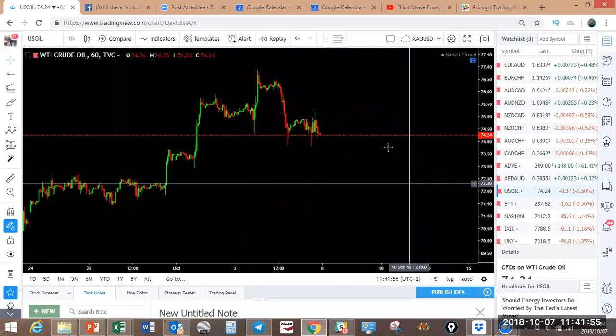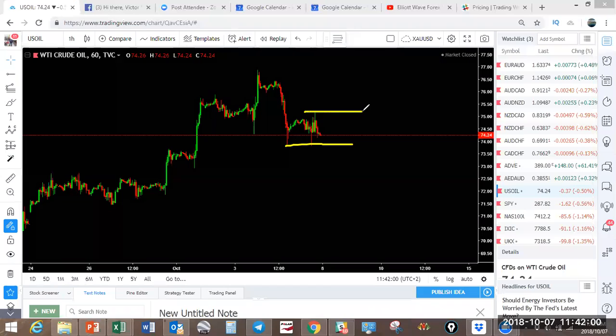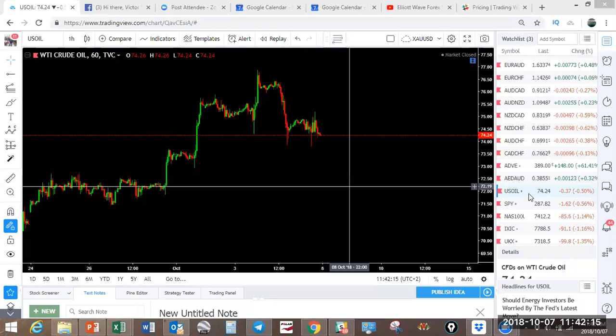That is oil. So for now, you can look to get this correction. It is premature at this stage because it's only a 3-wave move up. It could be going down for this last wave 5, but you can only trade after the correction. But you need to see where the overall cycle is going on this one. That is oil. Now let's look at the indices.